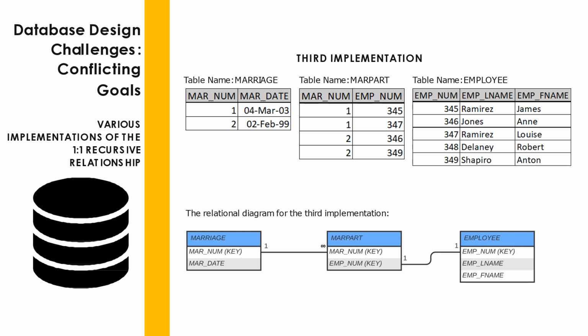Another implementation might be having two entities instead of one, and in this case, we are just having an extra entity to capture the marriage date in another entity. And as you can see, as we have said, when we have conflicting design goals, we have to assess which one would work best for the goals that we have in designing our database.